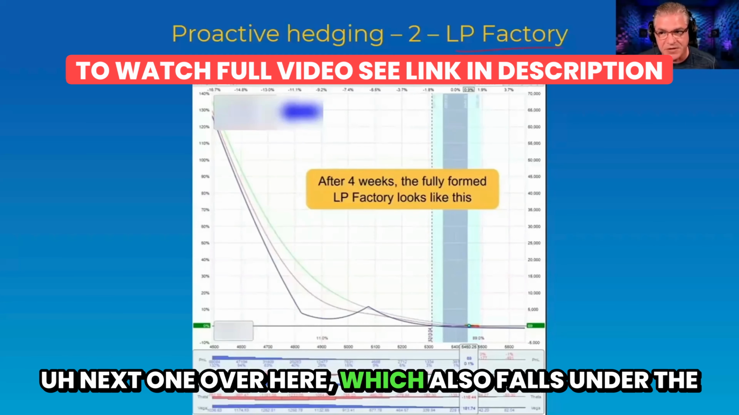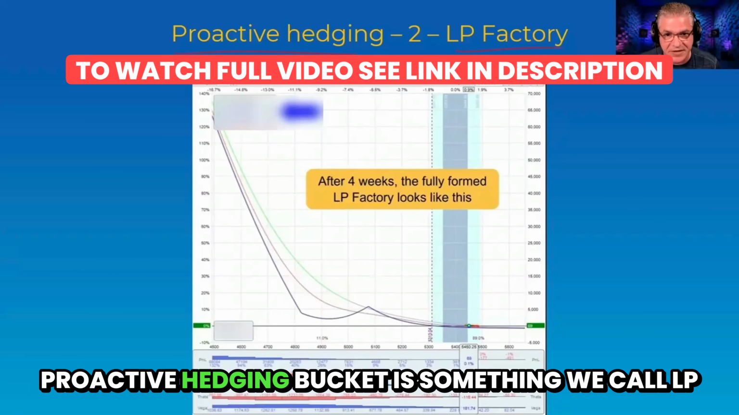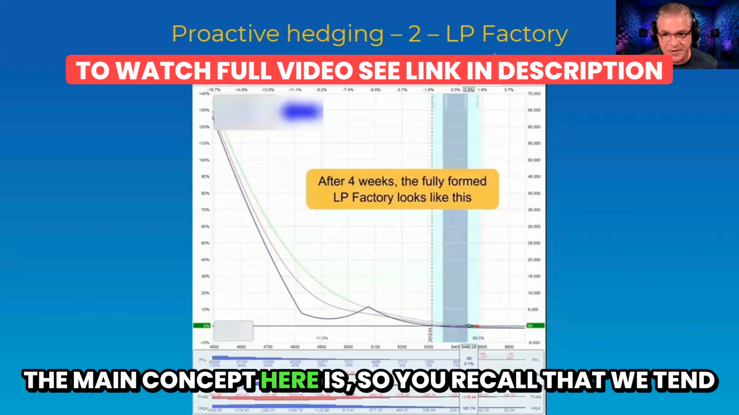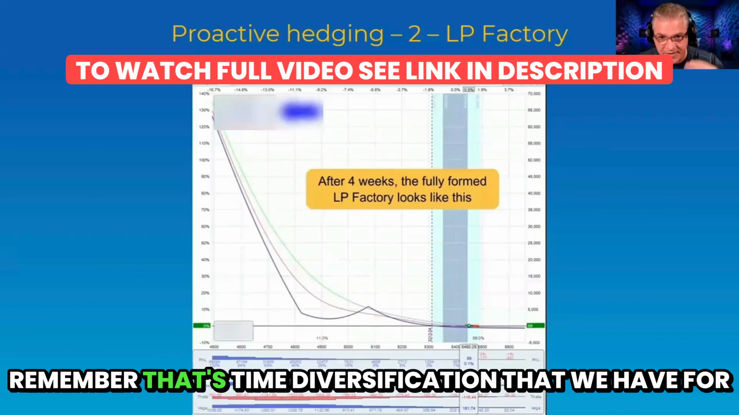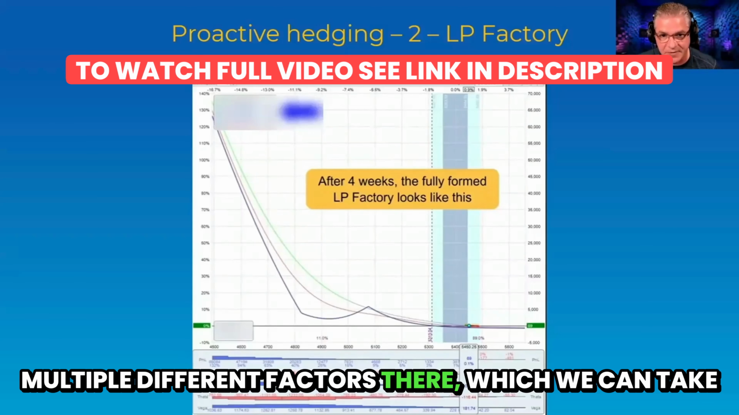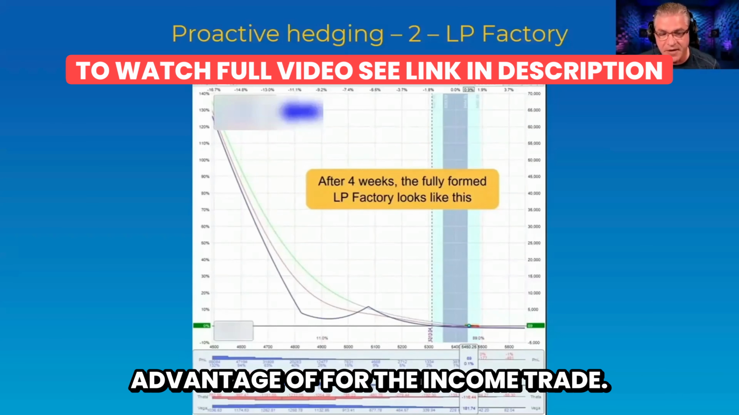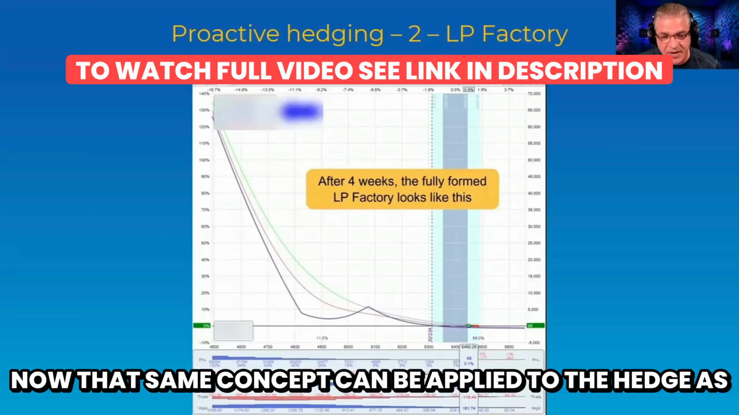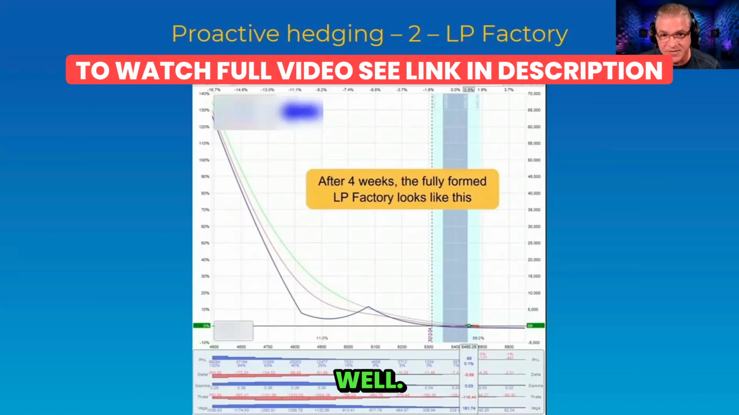Next one over here, which also falls under the proactive hedging bucket, is something we call LP factory. So the main concept here is, you recall that we tend to like campaign trading. Remember, that's time diversification that we have for multiple different factors, which we can take advantage of for the income trade.